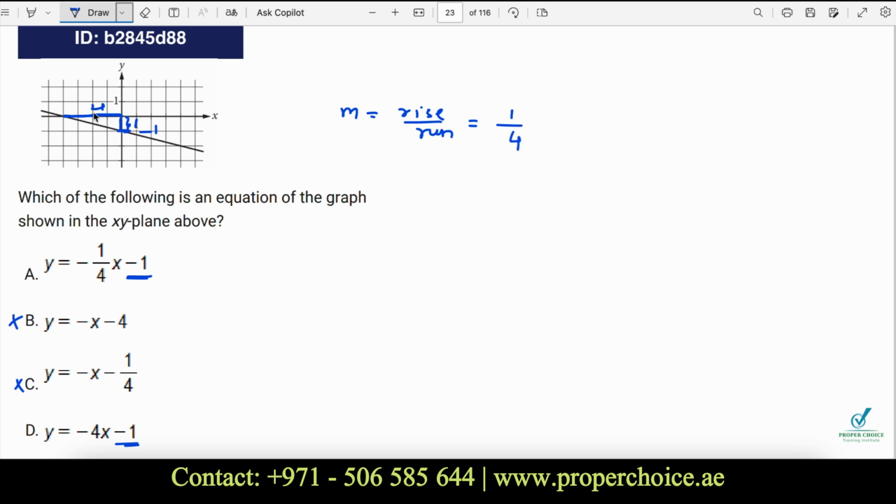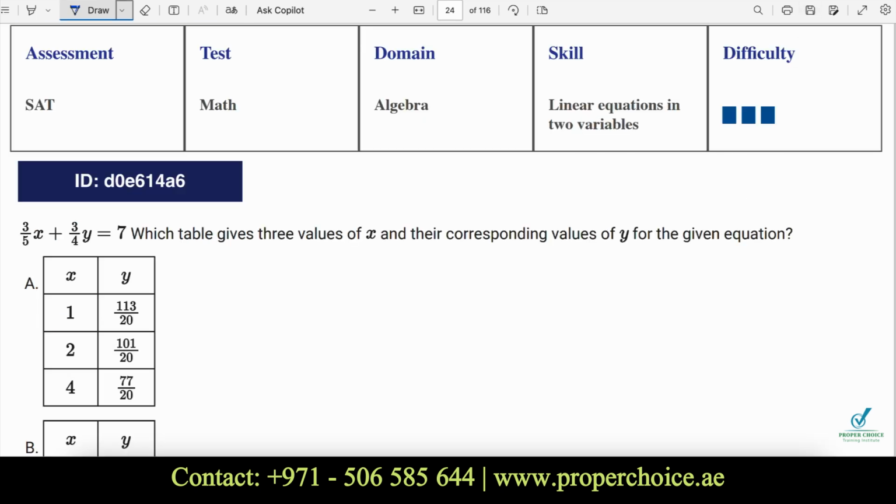And as I said, this line has a negative slope because of the way it is represented. The slope should be -1/4. So which option? -1/4 and y-intercept of -1 matches with option A. So that is the right answer. These kinds of questions are common in the SAT exam. You have to focus on intercepts and the slope, then it will be very easy.